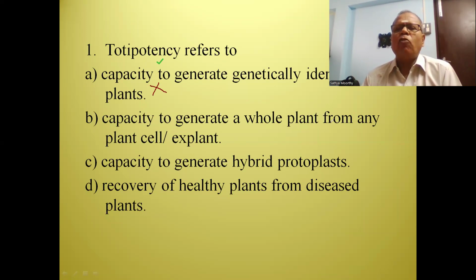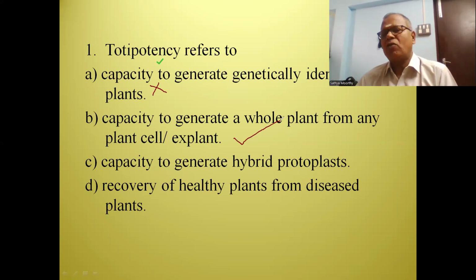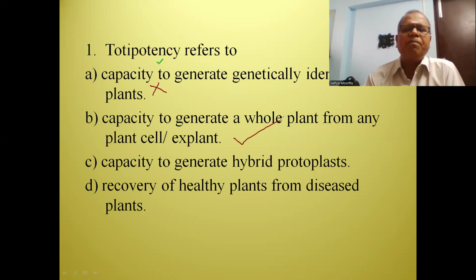Capacity to generate a whole plant from any plant cell or explant. Yes, this is the correct answer. Each and every plant cell has got the ability to produce the entire organism. This is called totipotency.